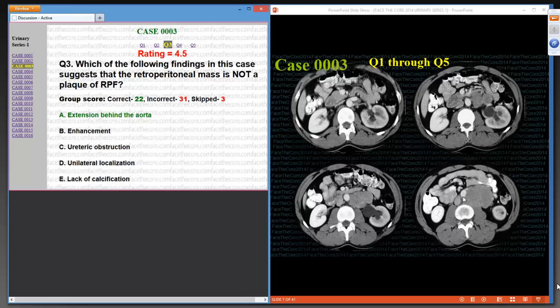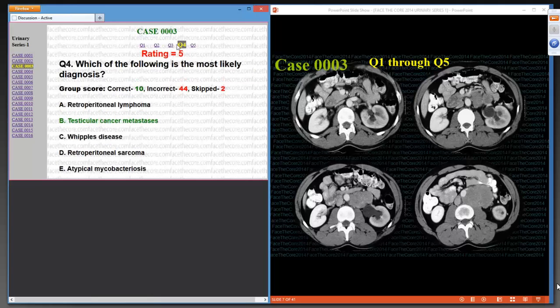Enhancement can occur in both. Ureteric obstruction can occur in both. RPF can be unilateral or predominantly unilateral, and calcification does not matter at all. Which of the following is the most likely diagnosis? So here now what you have is a lobulated mass in the retroperitoneum in the great vessel space. So the chances are that this is most likely lymphadenopathy. It is extending behind the aorta, it is lobulated, and it is lying in the correct place.